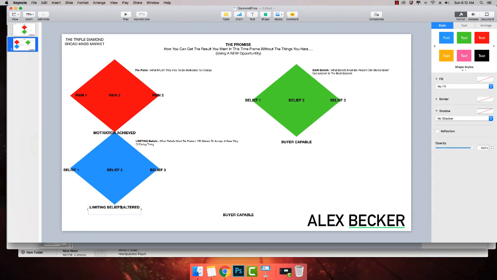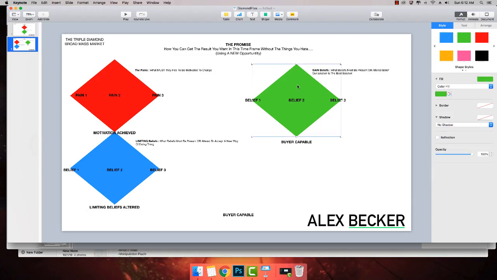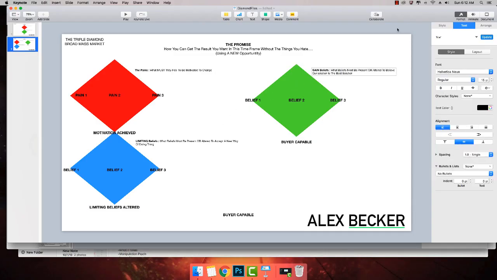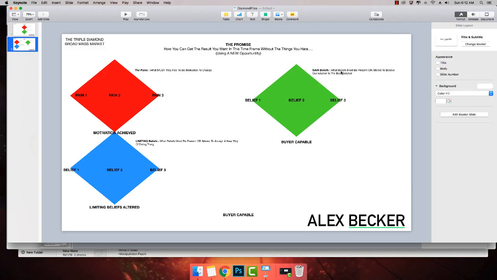All right, so the limiting beliefs have been altered. They're in massive pain now. They believe the new way of doing things. They believe that they misunderstood it, or they believe this is actually the best way to go. Now, hey, what's the best way of doing the new thing? Shopify. So now we attack gain beliefs. What beliefs must be present or altered to believe our solution is the best solution?